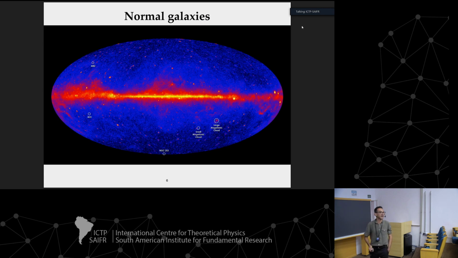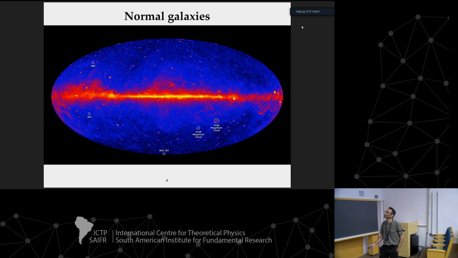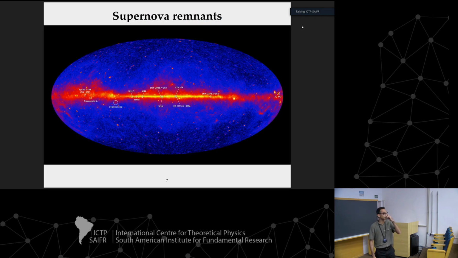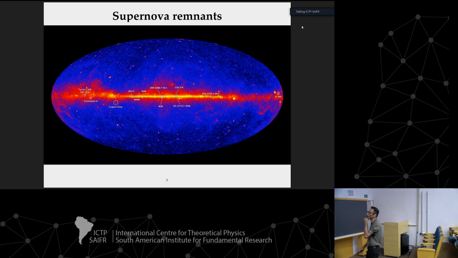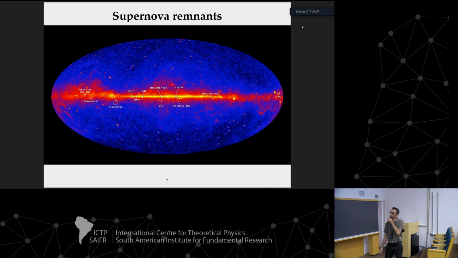You also see normal galaxies. Normal galaxies also emit gamma rays. So you can see here the Large and the Small Magellanic Cloud, M82, M31, NGC 253. So normal galaxies also shine in gamma rays. And you have supernova remnants, very correlated also with the plane of our galaxy. So these are more or less the main sources of gamma rays that show up in the Fermi all-sky map. But you also see this diffuse emission from unresolved sources all over the sky. So I'm going to focus basically on those blazars, right?